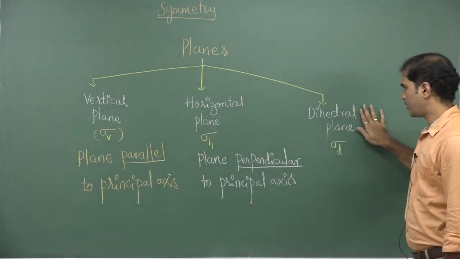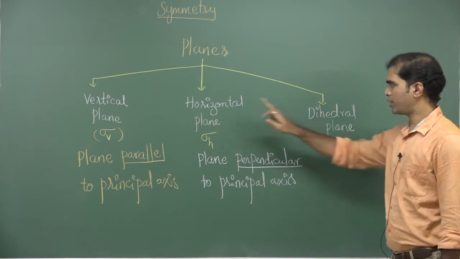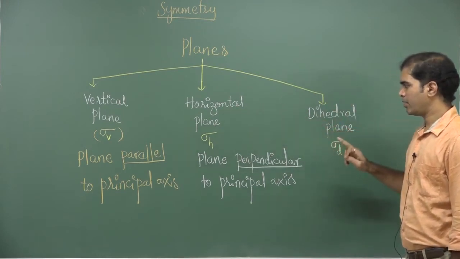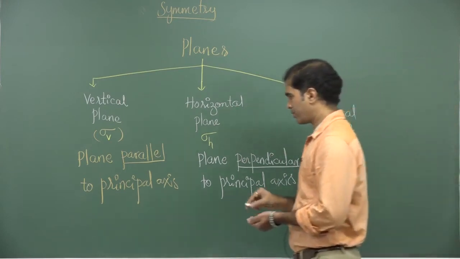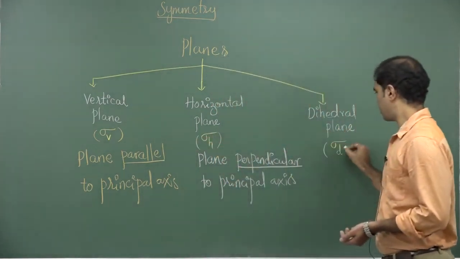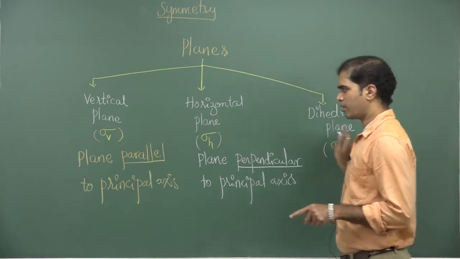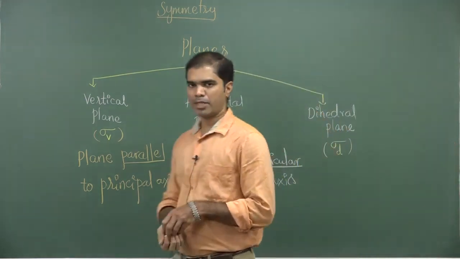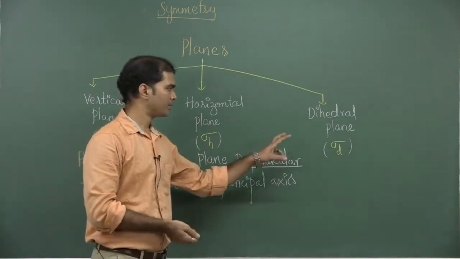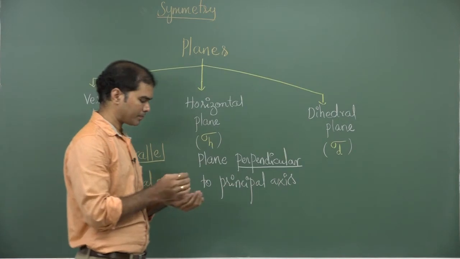When it comes to the dihedral plane, this is a particular plane which is a little bit different from a vertical plane and a horizontal plane. Here we don't take the reference of a principal axis directly. Instead we say it is with respect to C2. This is also with respect to a rotational axis, but not a principal axis, but it is with respect to a C2. How it is related to C2, I will tell you.